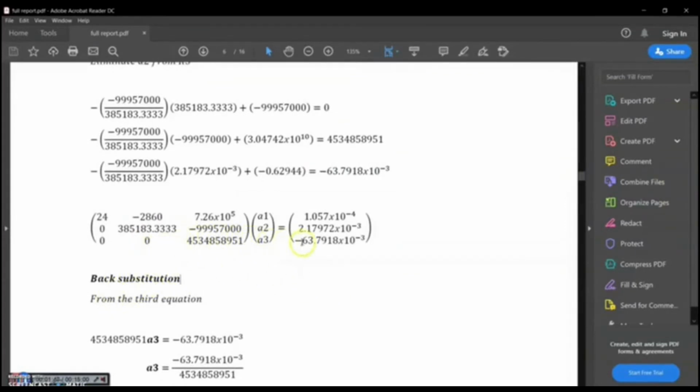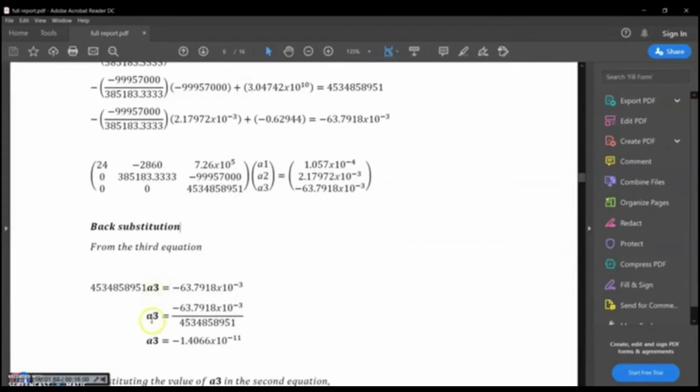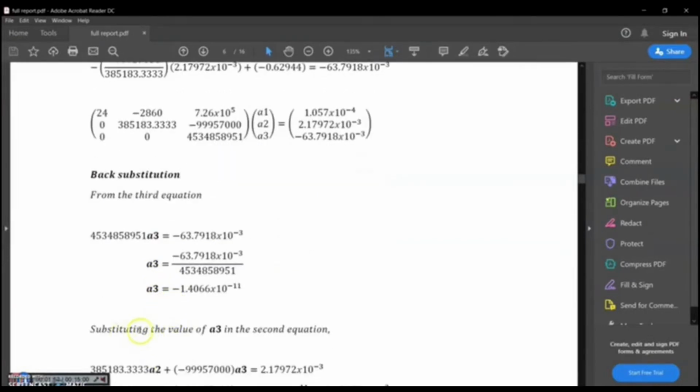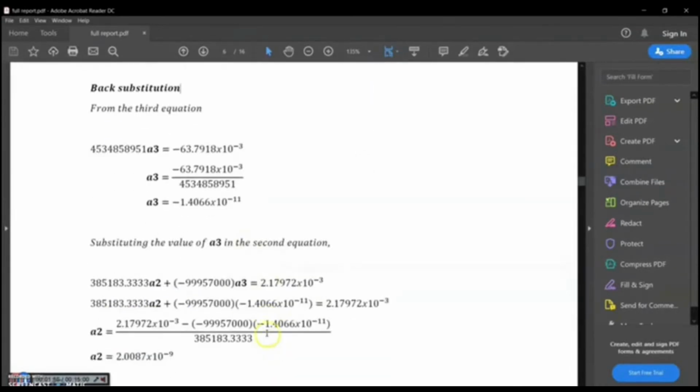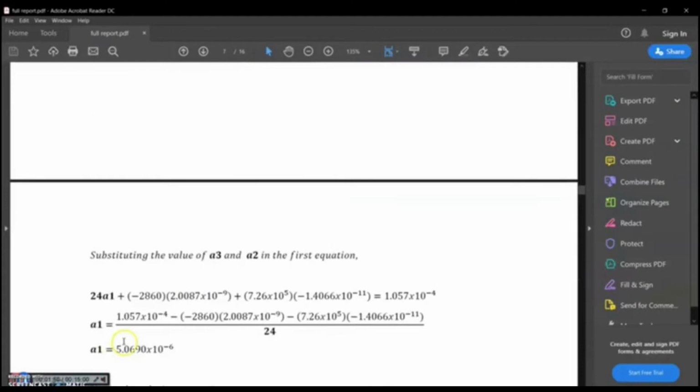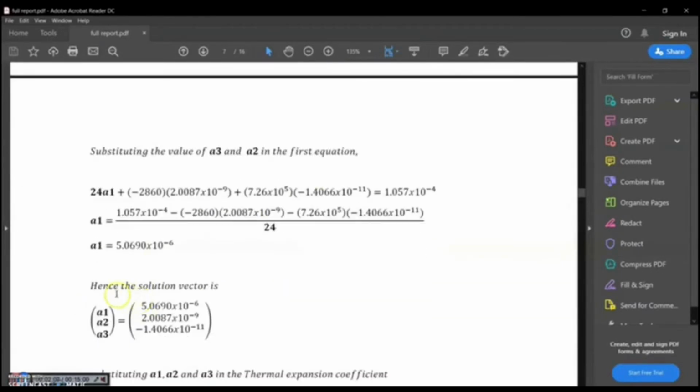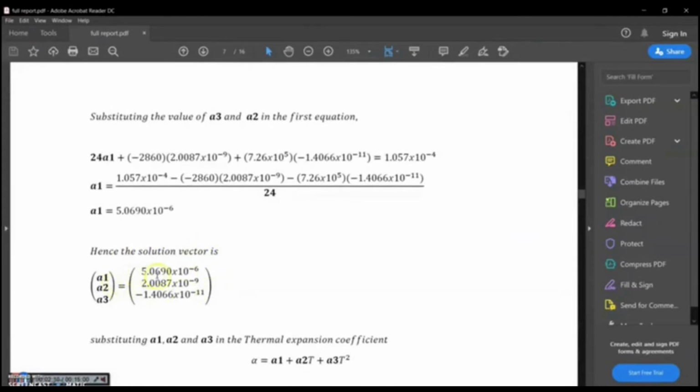From the third equation, we will get the value of A3, and by substituting the value of A3 in the second equation, we will get the value of A2. By substituting the values of A3 and A2 in the first equation, we will get the value of A1. Hence, the solution vector is A1 equal to 5.00690 exponent negative 6, A2 equal to 2.0087 exponent negative 9, and A3 equal to negative 1.4066 exponent negative 11.